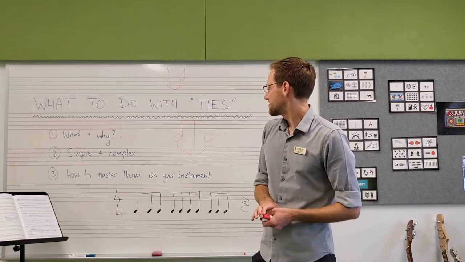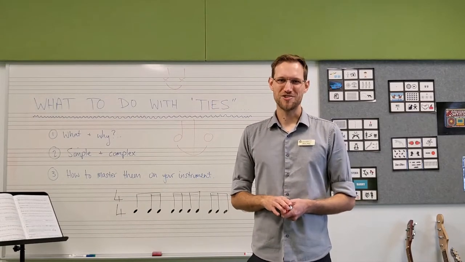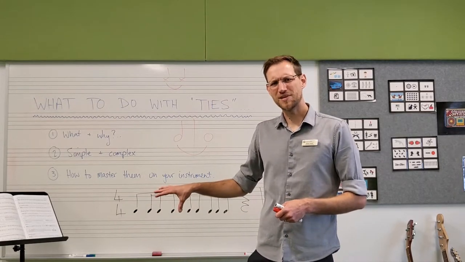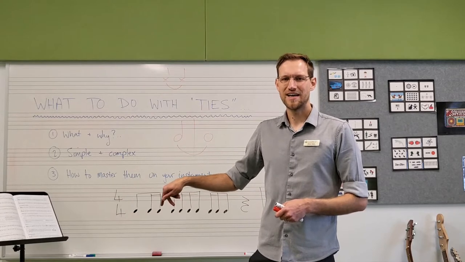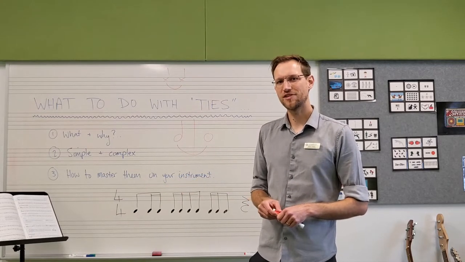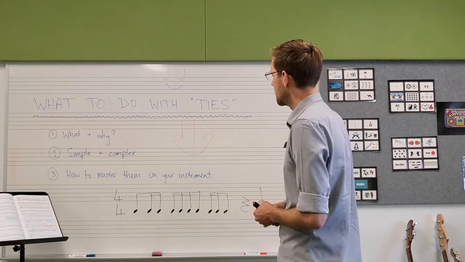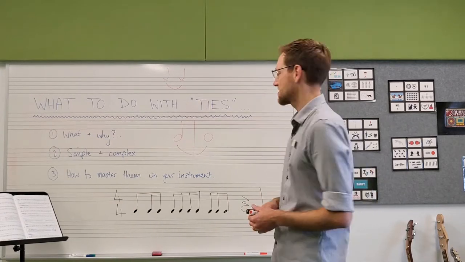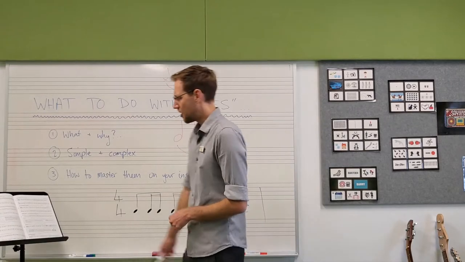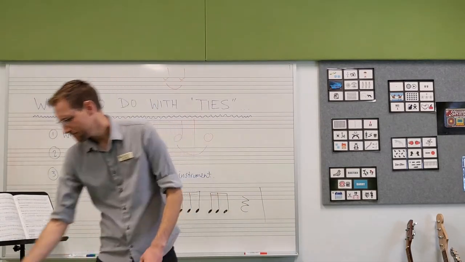So step two is the more complex version. I'm going to come to that at the end so the beginners can switch off and just those that need the revision can have a listen to a more complex rhythmic pattern using ties. We're going to skip to number three, which is how to master them on your instrument.